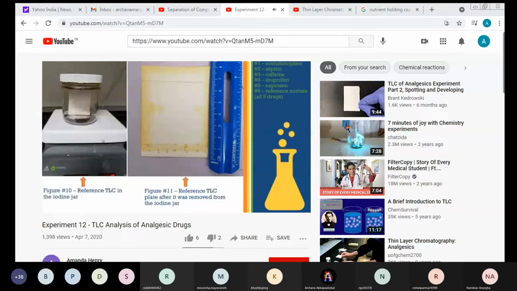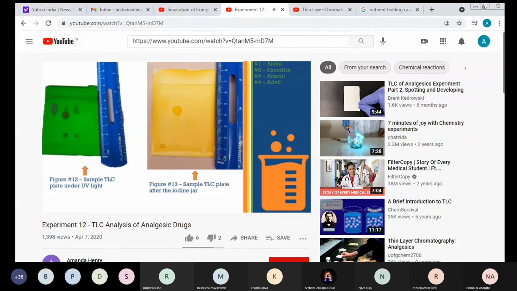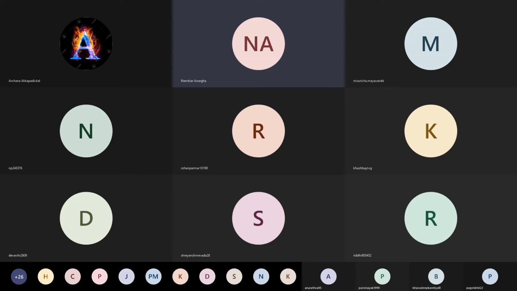Second, the TLC plates were placed in a jar containing iodine crystals under very low heat. Figure 11 shows the reference TLC plate after it was removed from the iodine jar. Archana, Figure 12, please pause. So you might have seen how the spots look in the iodine chamber, right?